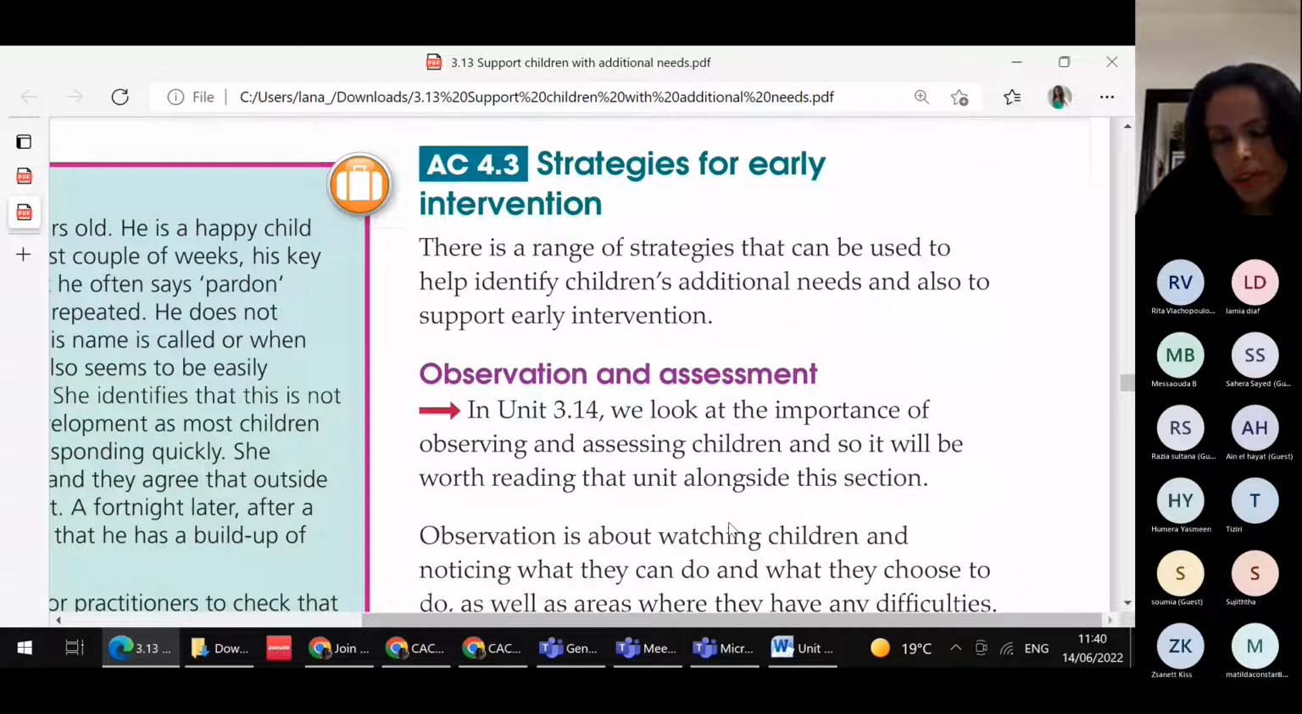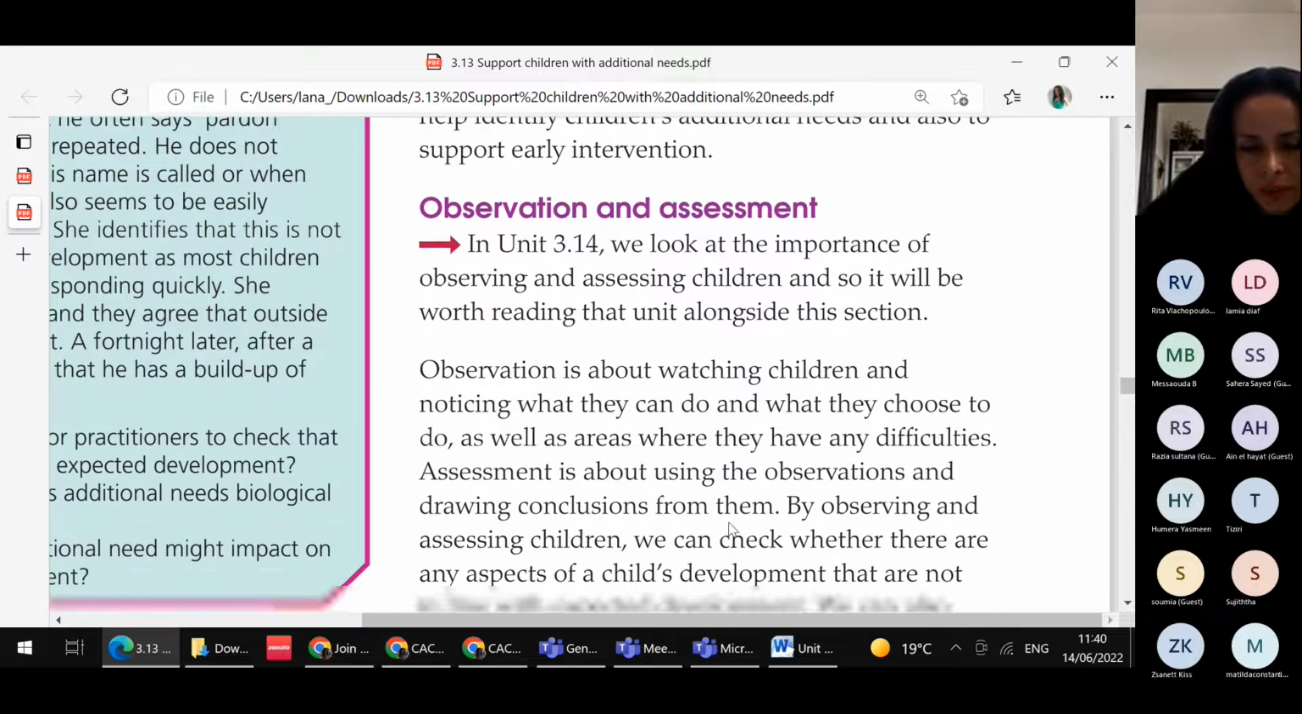Yeah, so for us as practitioners, it's very important to check the child, check on their development, monitor them since they are 2 years old, and compare them to others. So if we see any child who's less developed than other children of the same age, then we have to spot that there is a problem and we need to work on it. That's why observation is very important.